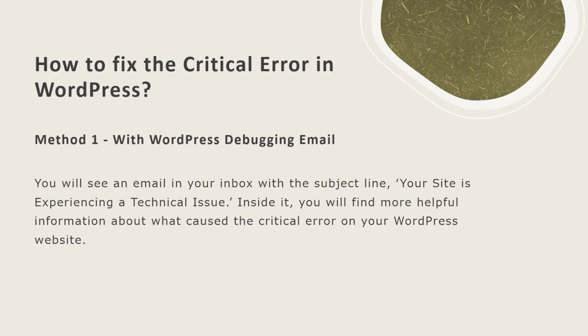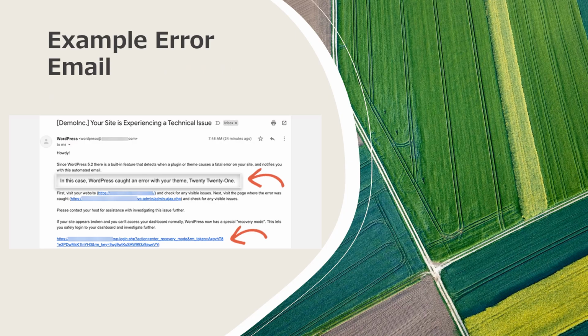How to fix this error in WordPress? There are a total of two methods. The first one is you can fix this error with the help of that email. You will see an email in your admin email inbox with the subject line saying that your site is experiencing a technical issue. And inside that email, you will find more helpful information about the reasons for that critical error on your WordPress website. So this is an example error email.